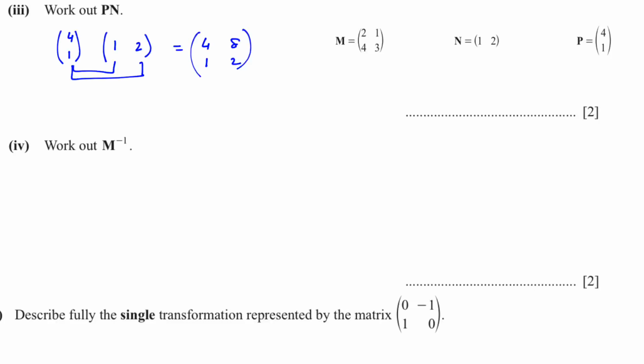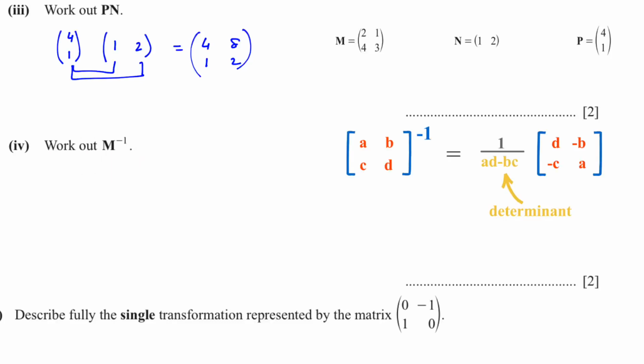In part 4, work out the matrix inverse. To find the inverse, we change the positions of A and D and change the signs of B and C, and outside the bracket we do 1 over the determinant. Determinant is A multiplied by D minus B multiplied by C. So this is our matrix that we have to find the inverse of. First, let's find the determinant. 2 multiplied by 3 is 6, minus 4 multiplied by 1. And we are going to change the positions of 2 and 3.